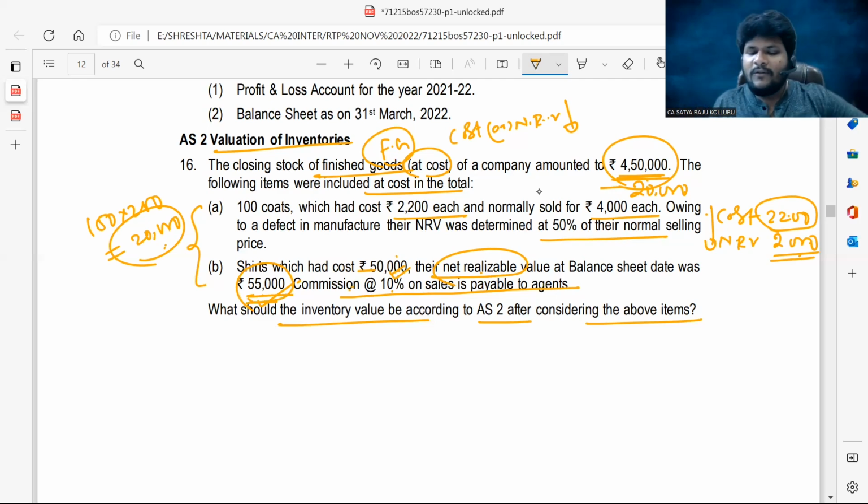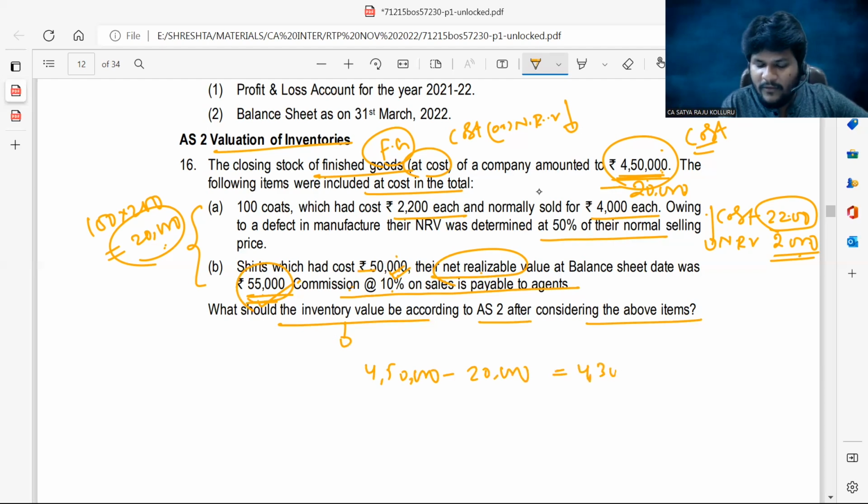Here you need to understand one thing, guys, before all such things. Now this 4,50,000 is at cost. Whenever you are recording inventory at NRV, there may be a chance of adjustment to this cost. If the inventory valuation is still at cost, then no need to adjust this figure. Now, what should be the inventory value, guys? 4,50,000 minus 20,000, which is equal to 4,30,000, is the value of inventory.